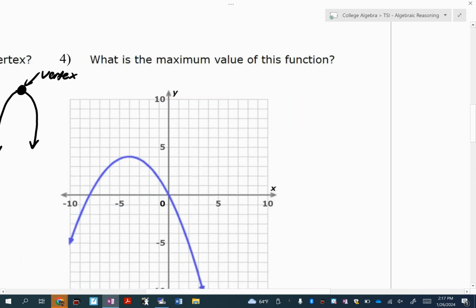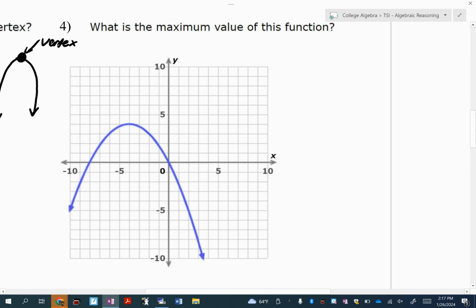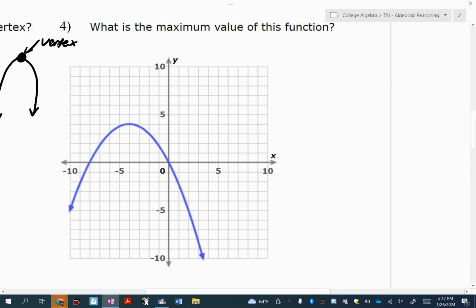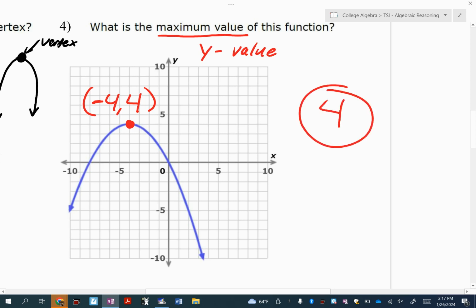Let's do the last one. What is the maximum value of this function? It is the highest point. Now here's where they're going to get you. Because the ordered pair is -4, comma 4. But if you type that in, you would be wrong. Because when it says what is the maximum value, it's asking for a y value. So you're just going to type in 4.